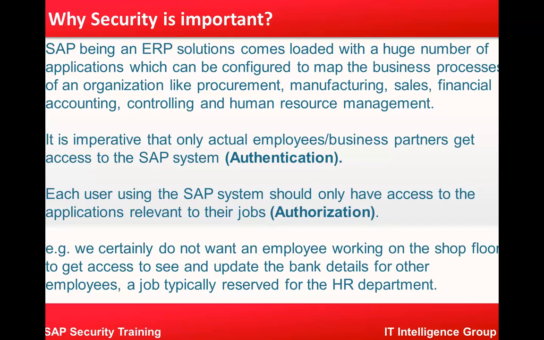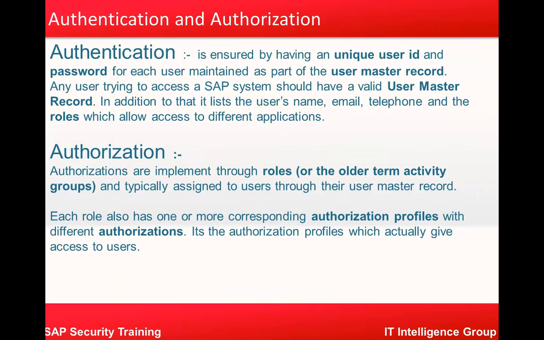For example, we certainly do not want an employee working on the shop floor to get access to see and update bank details for other employees. That is basically role segregation of duties, or what security means. Whatever the person is supposed to do, we give access only for those particular roles, privileges or access to that particular employee or user. So in a nutshell, security is to give access only for the purpose it is required and not give any extra access.